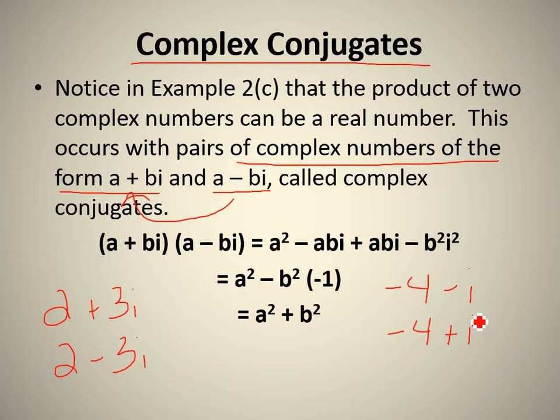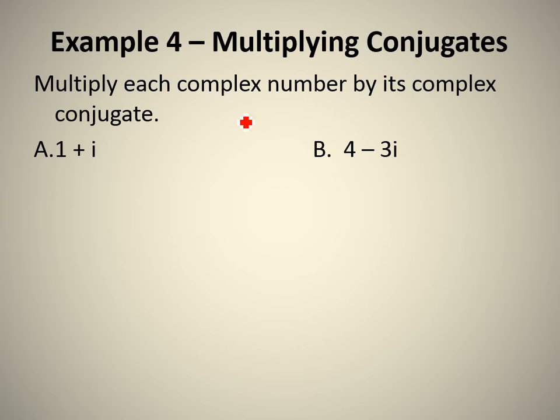And one of the things that you'll notice that will happen when we do complex conjugates and multiplication is that the middle terms will cancel each other out, because when you multiply a complex number by its conjugate, you end up multiplying a difference of two squares, which will make the middle term cancel out when you do that. So for example 4, the question says multiply each complex number by its complex conjugate.